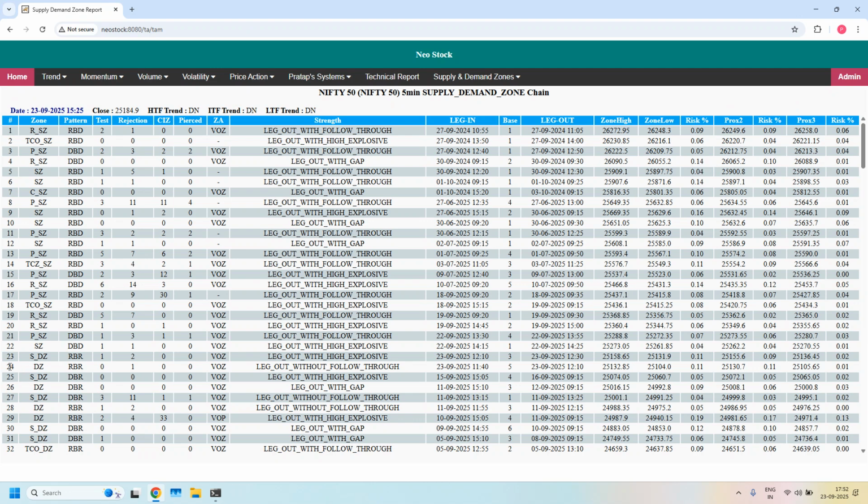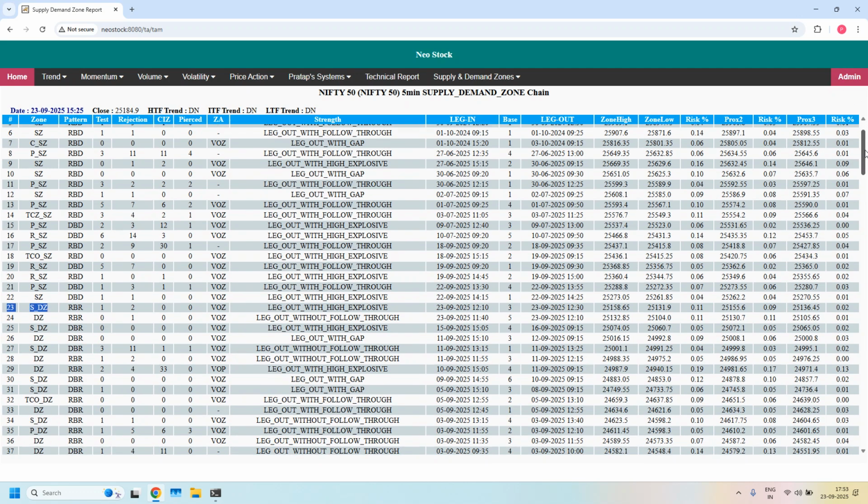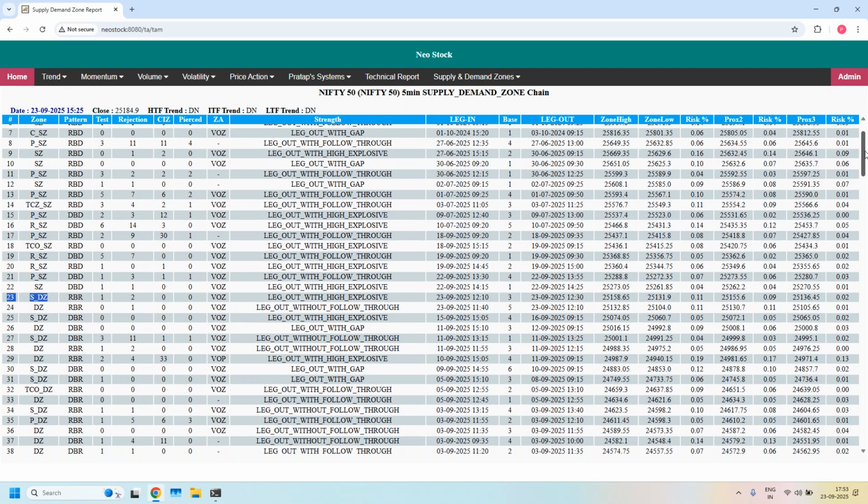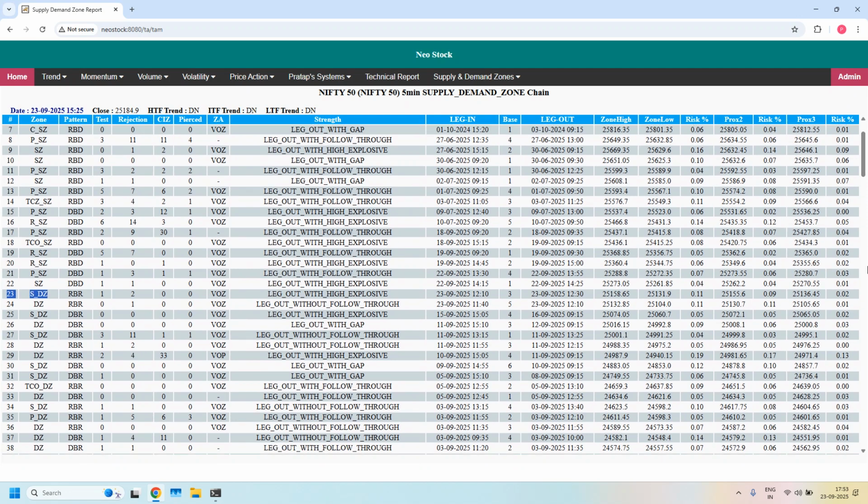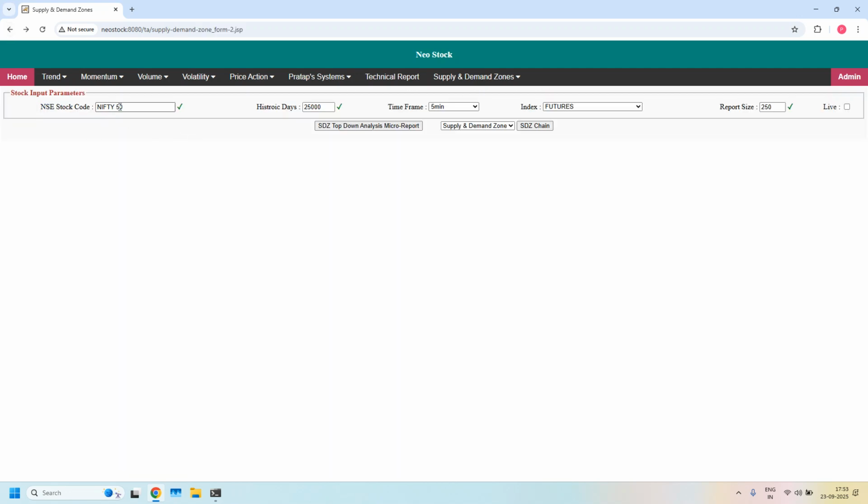And the nearest demand zone for the current closing price, serial number 23, I will adjust in the middle of the page. Okay. So this is a NIFTY supply demand zone chain. Next, I will generate BANKNIFTY supply demand zone chain. So I am going back, changing the name to NIFTY Bank. That is nothing but BANKNIFTY.